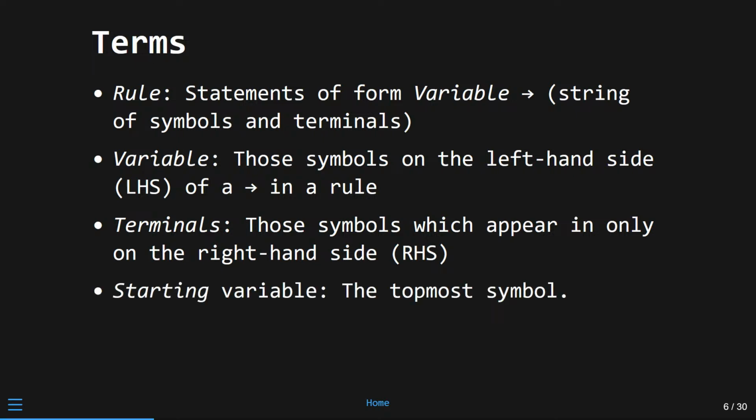The starting variable is by convention the topmost symbol. There are ways around that if we need to. And so when we use a context-free grammar to do the thing we do with all of these grammars and languages, we're going to generate a language with it. In order to see if a string is in a language, we will start with the starting variable and perform a series of substitutions. And if we can get to that string, it's part of the language.